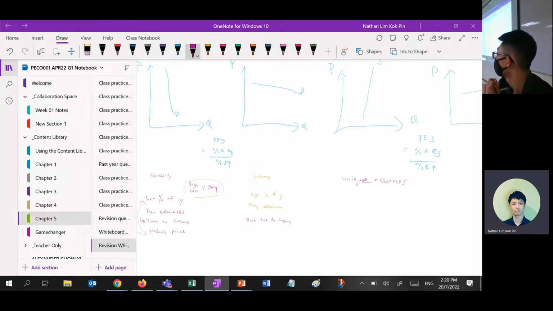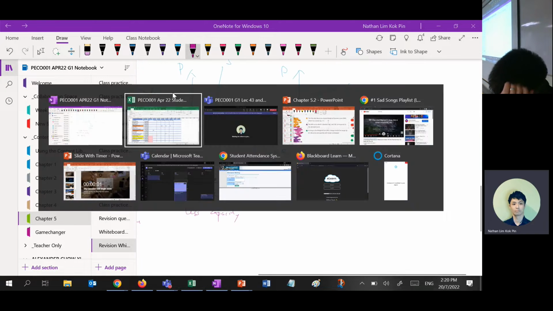Right, unique resources, very hard to find a resource. Okay. It can be due to longer time to produce. Okay, it can be due to less capacity. Okay, I give you 3 already. Now your turn.